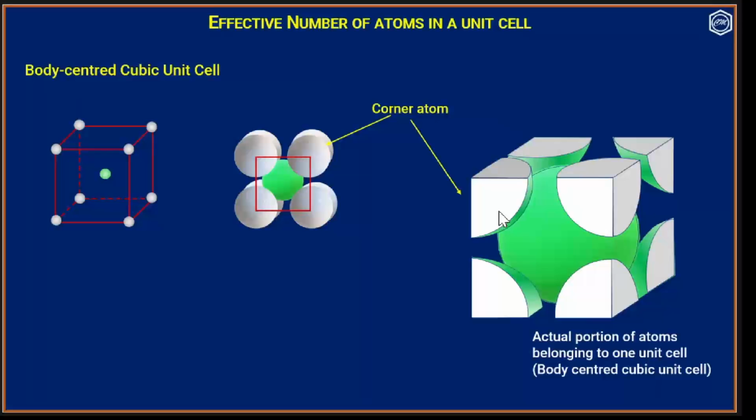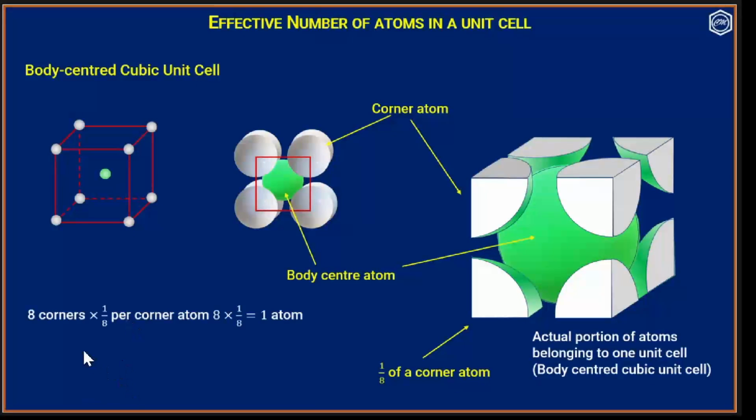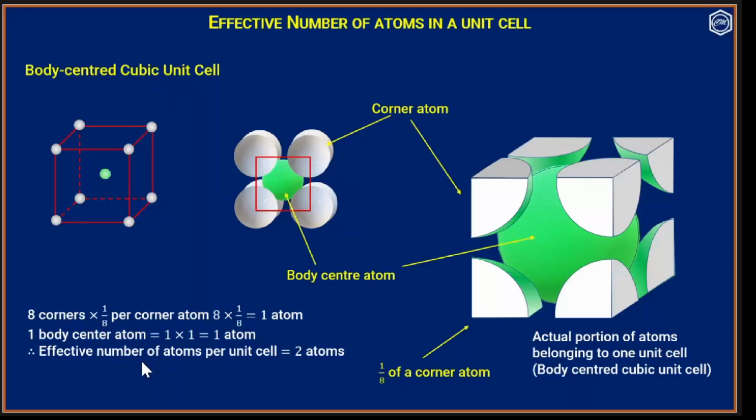So these are the corner atoms. And this center atom totally belongs to the unit cell. This unit cell gets only 1/8 of a corner atom. So 8 corners, each 1/8, make 1 atom. The atom at the body center belongs to this unit cell only. So therefore one more atom. Hence the effective number of atoms per unit cell is 2.